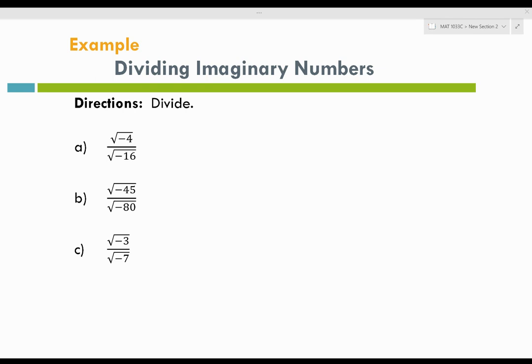So let's work on A. A says the square root of -4 over the square root of -16. So what I'm going to do is break those up into their negative and positive parts. We know that the square root of -1 equals i, so anywhere I see that, I'm going to make that replacement.